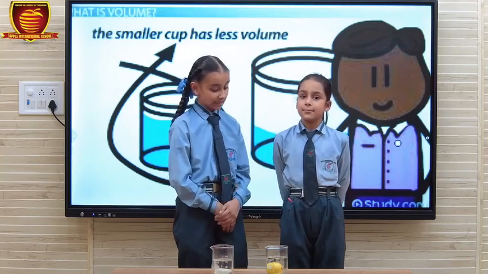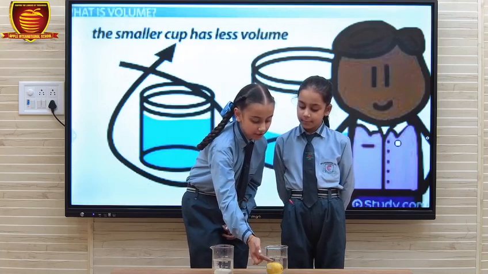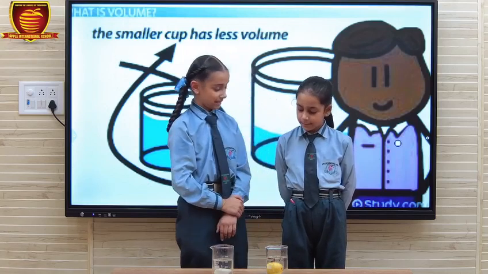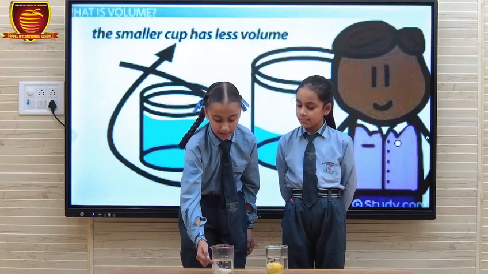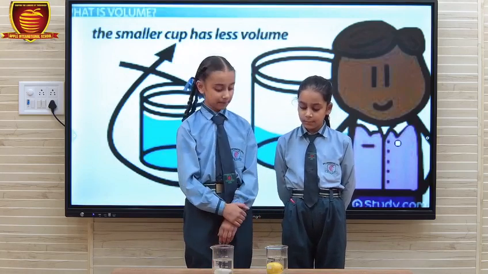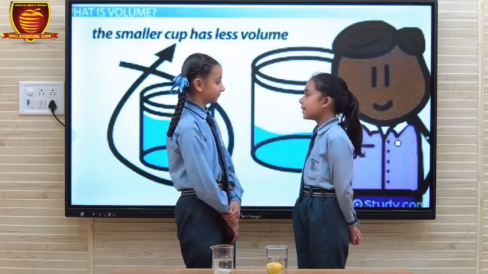Have you noticed? In the first container the water rose from 300 ml to 390 ml, and in the second container the water rose from 300 ml to 320 ml. It means the guava is heavier than the pebble. Oh, I got it. Thank you, Bisman.